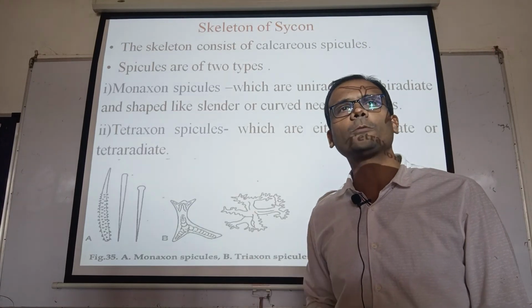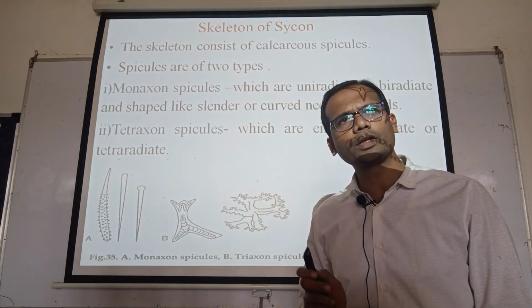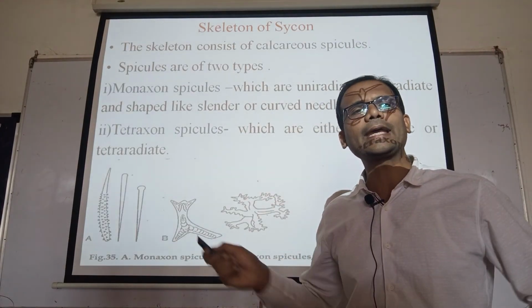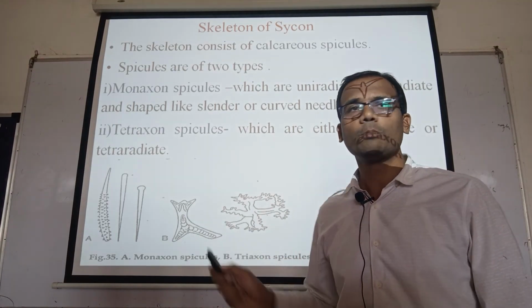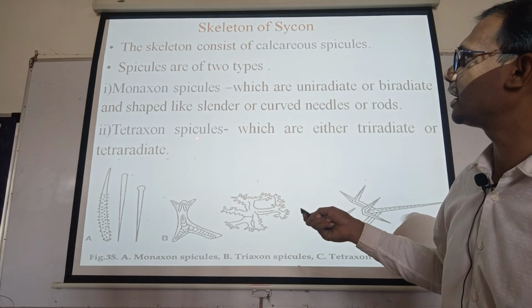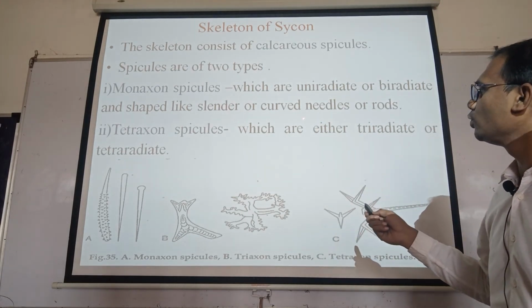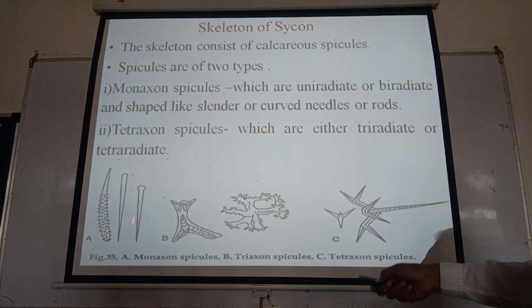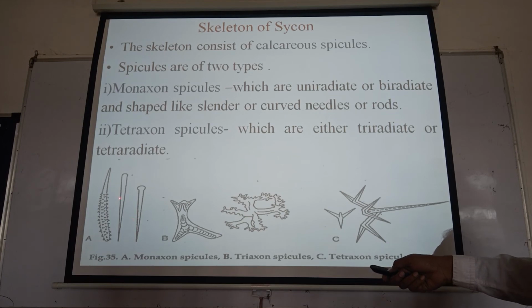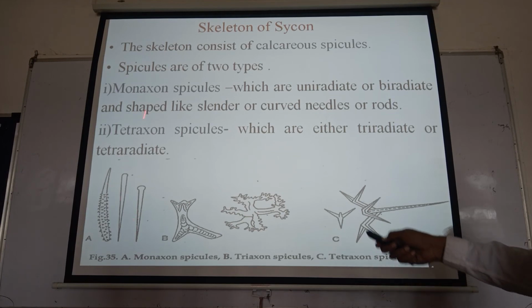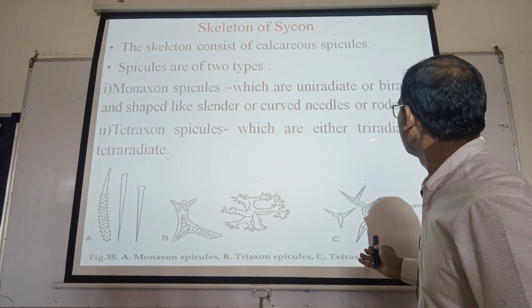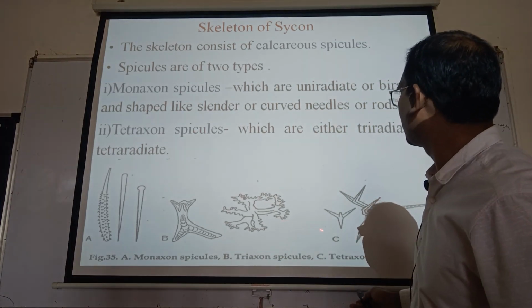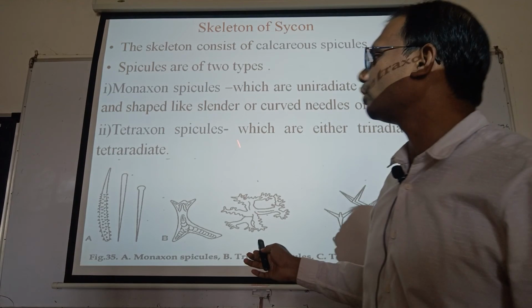Next is the skeleton of sponges. In Scypha, calcareous spicules are present. Again, the spicules are of two types: monaxon spicules and tetraxon spicules. If there are uniradiate or biradiate shapes, like slender and curved needles, they are called monaxon spicules. And if there are triradiate or tetraradiate shapes, then they are called tetraxon spicules.